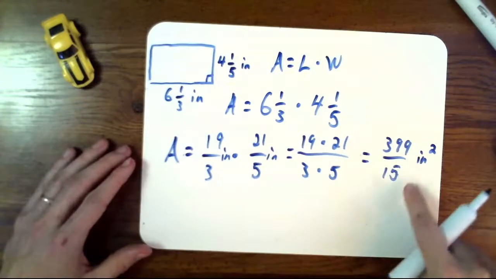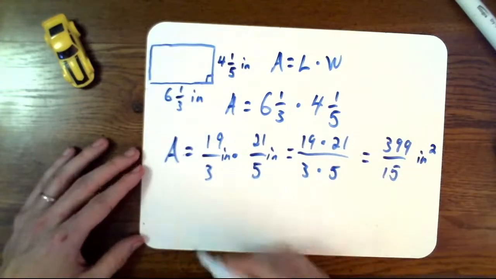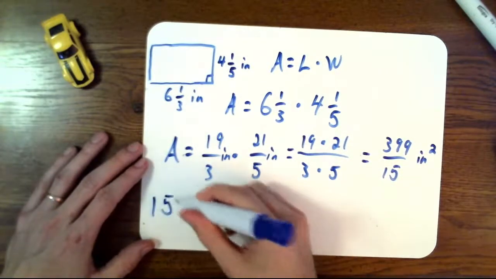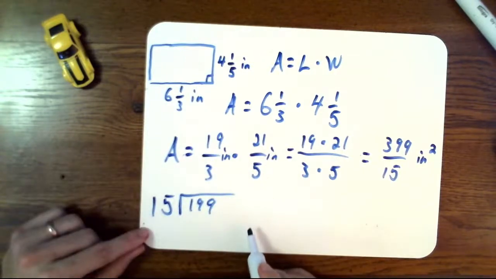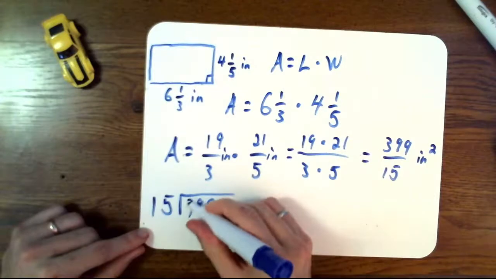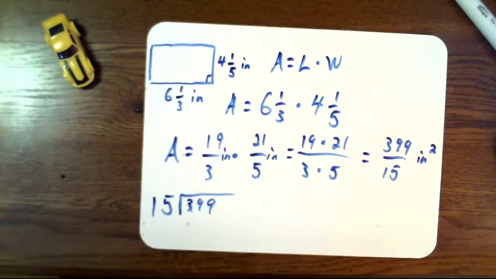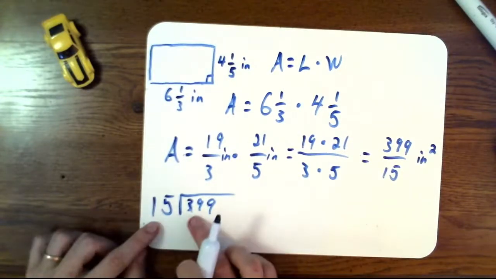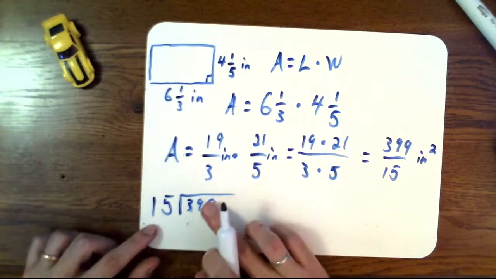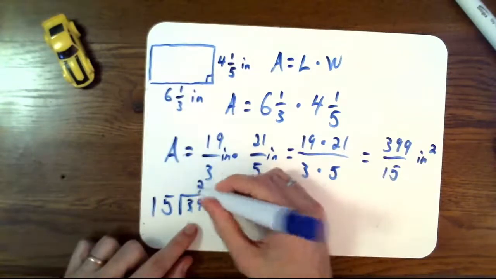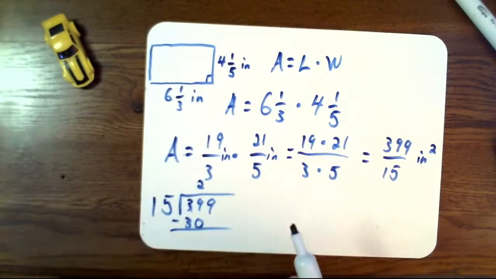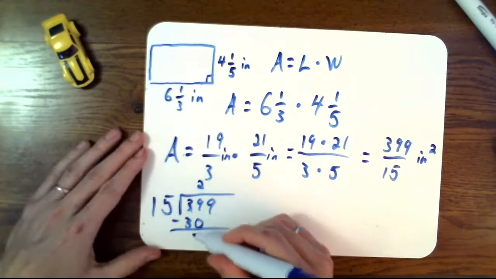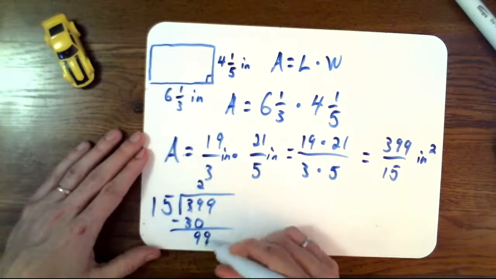And now we want to change this back to its improper form. And again, we can do long division. That's a 3. So how many times can 15 go into 3? It can't. How many times can 15 go into 39? Twice, because a multiple of 15 is 30. You can think of 15-minute intervals for this one. We have a 9 left over.